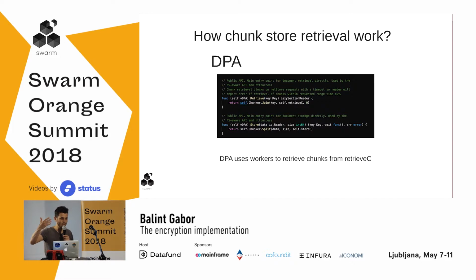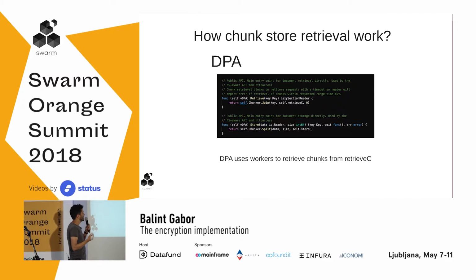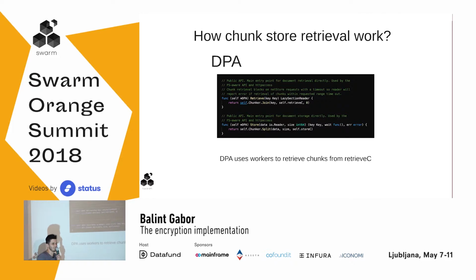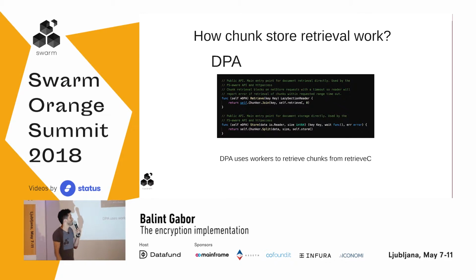There is an HTTP interface, and then we had to think about how to change the API so it accepts the extra information, whether you want to encrypt or not the thing that you want to upload, or on the retrieval part you had to accept these long references which include the decryption key. That was easy, but inside I found that there is this thing called DPA, which has a retrieve and a store function.